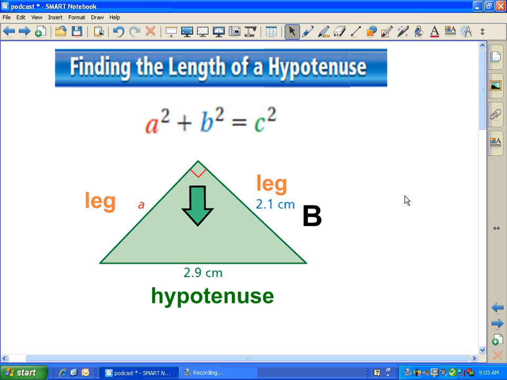All right, first thing I'm going to do is I'm going to square the decimals or whole numbers that I have. So in this case, they're decimals, so I'm going to square 2.1, and I'm going to square 2.9.